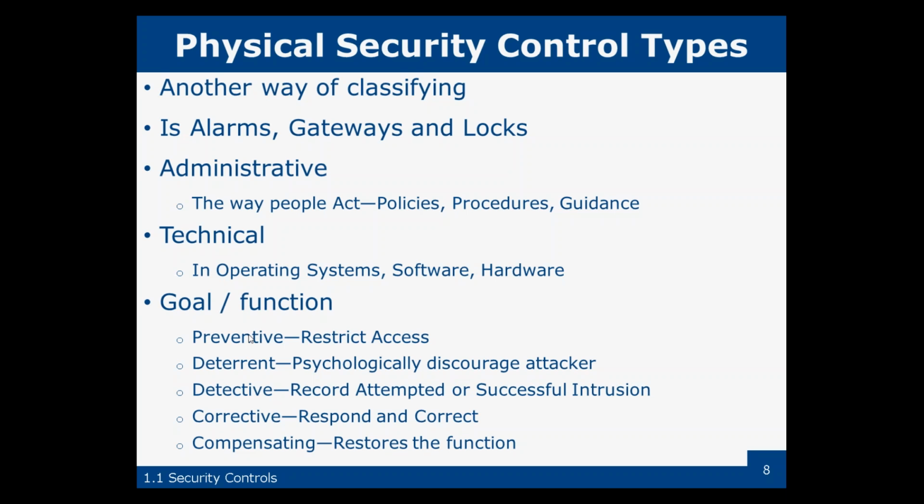And then we have the goals and functions of the physical security, a number of different ones. A preventive control physically or logically restricts access. So we're going to restrict access in preventive. Deterrent, we want to psychologically discourage the attacker. The detective is record attempted or successful intrusions. Corrective, we're going to respond to it and correct, and then compensating, we want to restore the function itself.